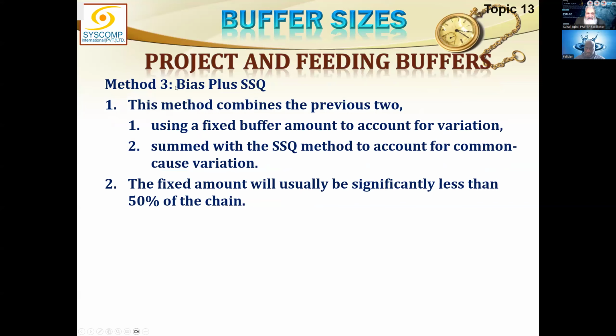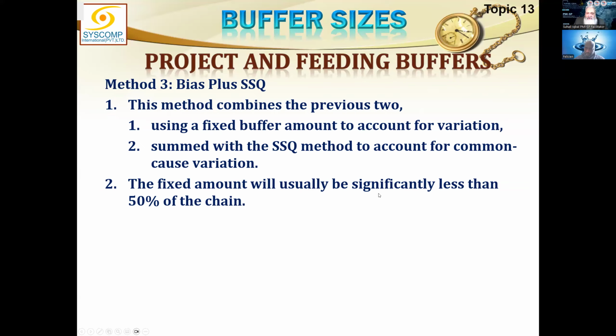Method 3 is bias plus the use of SSQ. Well, this is a little more technical. You need not know all these methods. Project managers usually don't know them until they are using the critical chain. But I would like to introduce you to these concepts, so if you ever deal with the critical chain, you would know that we have talked about it. This method combines the previous two, using the fixed buffer method to account for bias variation, summed with the SSQ method to account for common cause variation. So we are trying to get the best of both worlds.